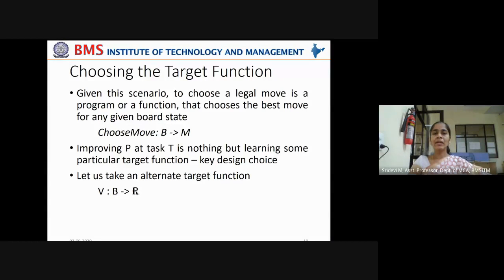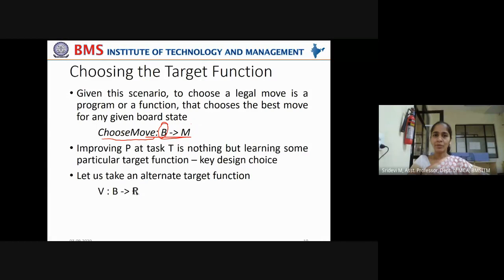Now, while choosing the target function, in this scenario, to choose a legal move is nothing but a simple program or a function that chooses the best move for any given board state. Now let us represent it in the form of a function so that it will be easier. Let us define a function called ChooseMove, and that is a mapping from the set of board states to the set of legal moves.